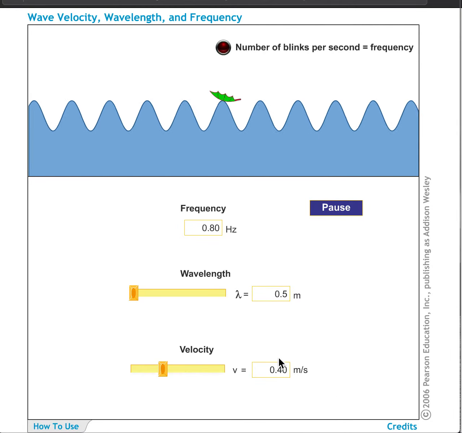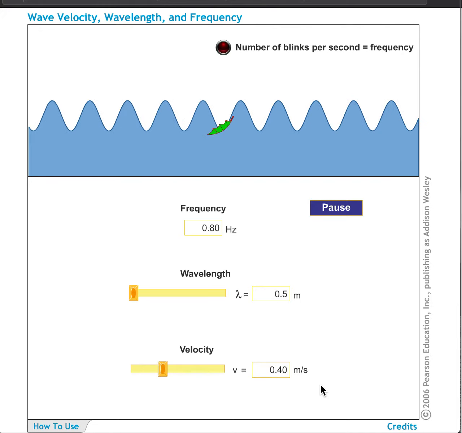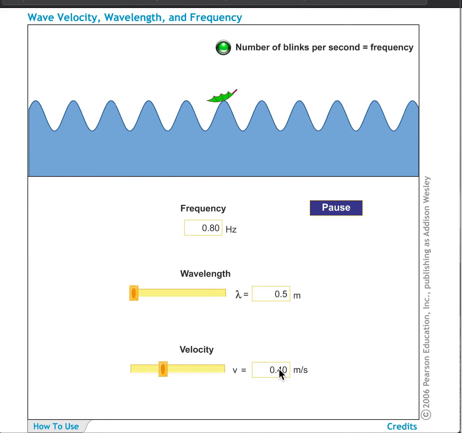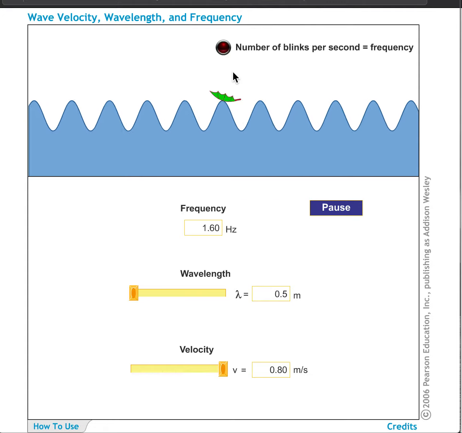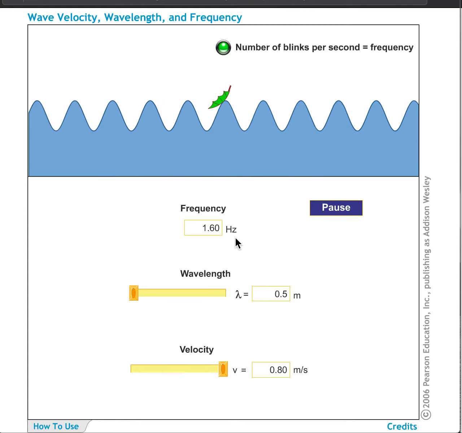And so let's see what happens to the frequency if we double the velocity. It's at 0.4, we're going to make it 0.8, but let's go back actually. So it's at 0.4 and our frequency is 0.8. As I increase the velocity and double it so that it is now 0.8, I notice that the frequency is now 1.6, right? So the flashing here is faster. So the frequency has doubled. When the velocity doubles, the frequency doubles.